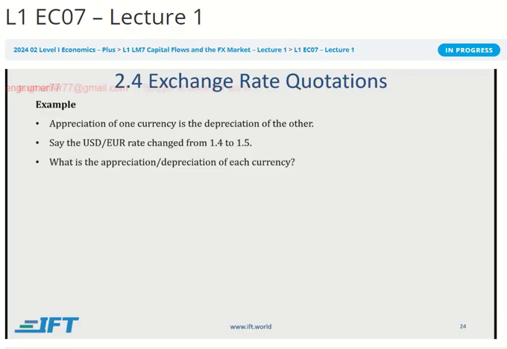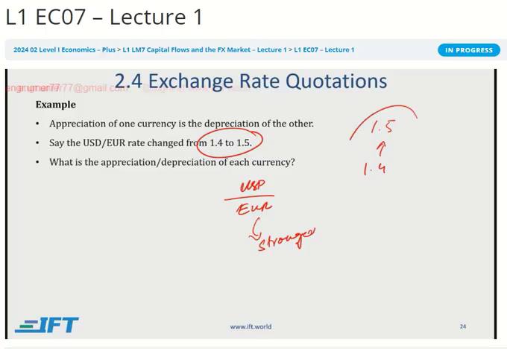Okay, another interesting example. Appreciation of one currency is the depreciation of the other. So say the USD euro rate is going from 1.4 to 1.5. Euro in the denominator, USD in the numerator, rate going up. Clearly, euro is getting stronger because we know that is the base currency, which becomes stronger if the quote is going up, or weaker if the quote is coming down. That is easy for you to do. USD is becoming weaker or depreciating, and euro is becoming stronger or appreciating.